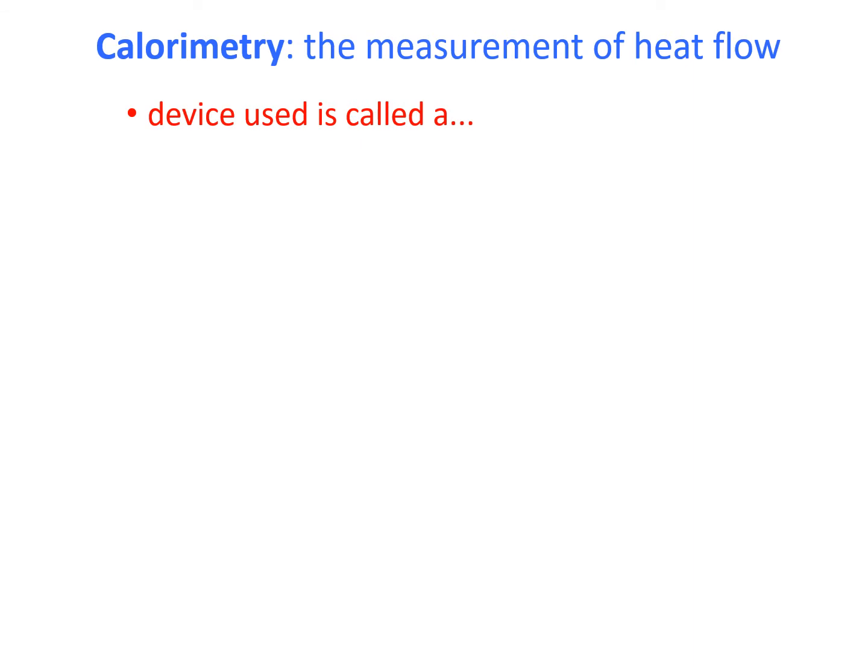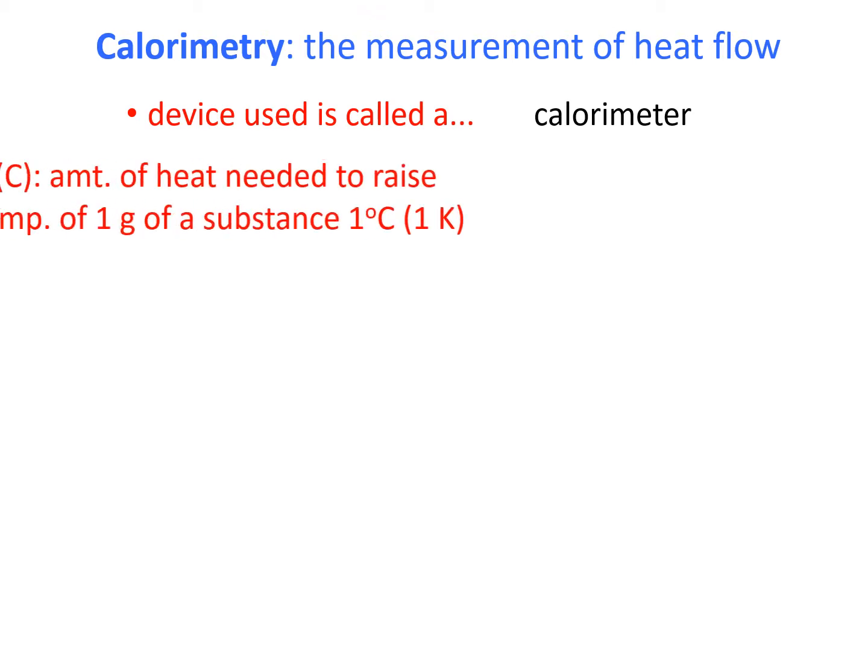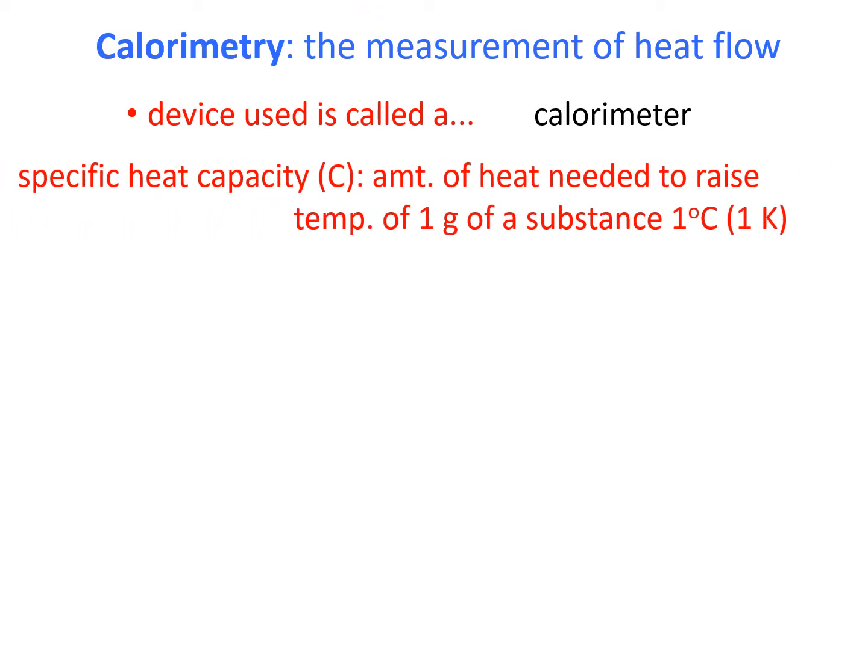Calorimetry is how we measure heat flow, and the device is called a calorimeter. Specific heat capacity is the amount of heat needed to raise the temperature of 1 gram of substance 1 degree C, or 1 Kelvin. The difference between 1 degree C and 1 Kelvin degree, they're equal. They're just transposed by minus 273.